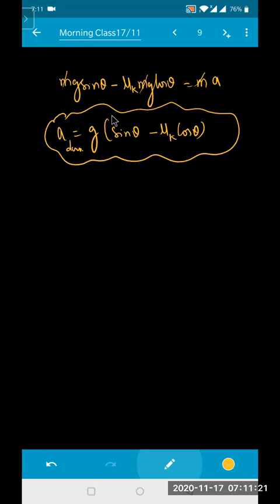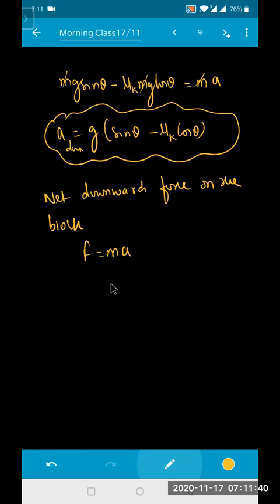Okay. So what will be the force acting on that one? Net downward force acting on the block will be equal to how much? Net downward force on the block. And then F is equal to M into A. That means it is equal to M, and A is nothing but g into sin theta minus mu k into cos theta. So this will be the force, isn't it?